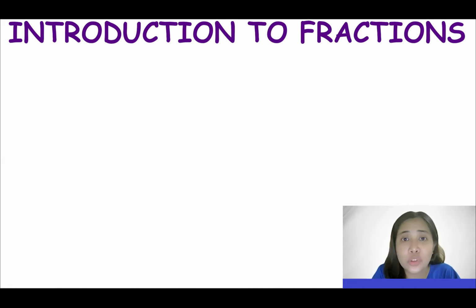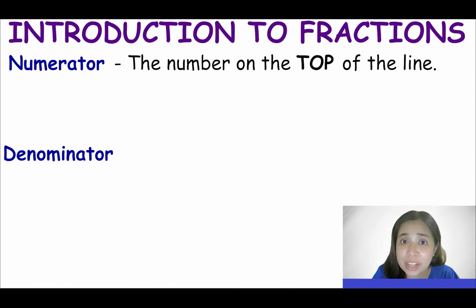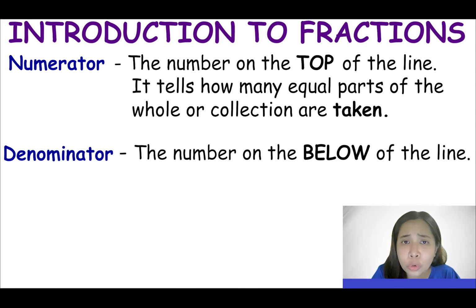Okay, so we have the numerator, which is yung makikita natin sa taas ng linya. And then, meron din tayong denominator, which is nandun naman sa baba ng linya. Okay, so ano nga ba yung numerator? So, numerator, it is the equal parts that are taken of a whole. So, ito yung kinukuha bilang parte ng isang buo.